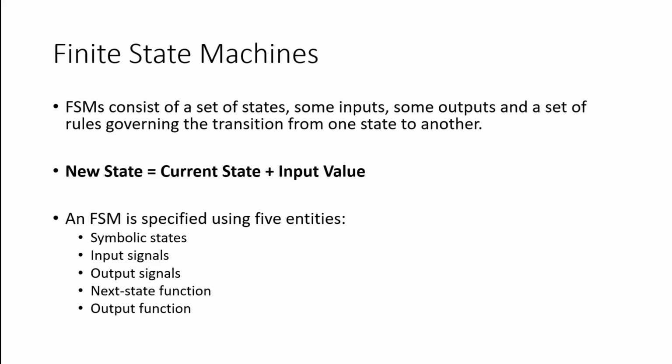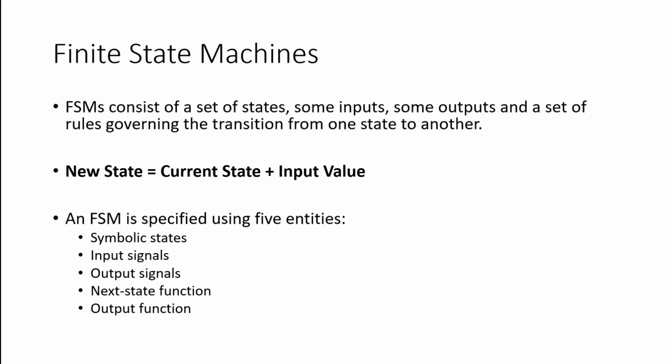So FSMs consist of a set of states, some inputs, some outputs, and a set of rules governing the transition from one state to another. It's important to note that the new state or the next state that we are going to be transitioning to is a combination of the current state that I am in as well as the input value to the system when I am in that current state.